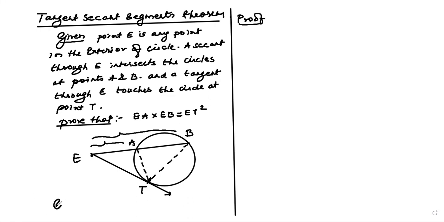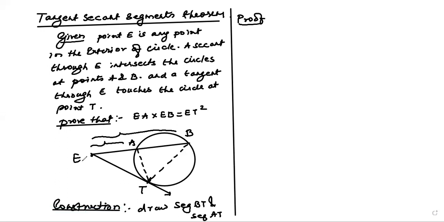Okay. So construction, what will I do? We have to do this construction. Construction: draw segment BT and segment AT. This is our construction, okay? We have done the construction, children. Now we have to write the proof for it.